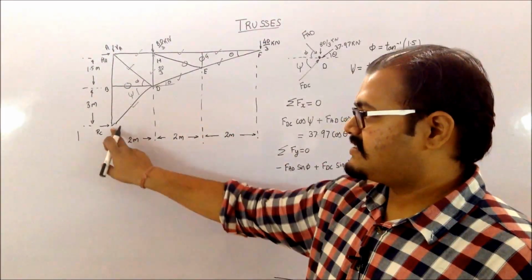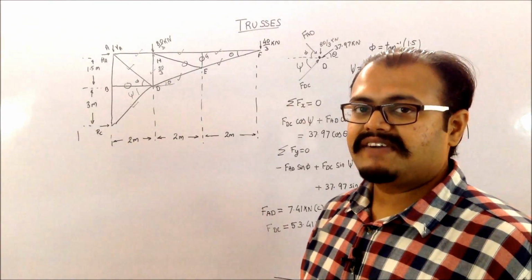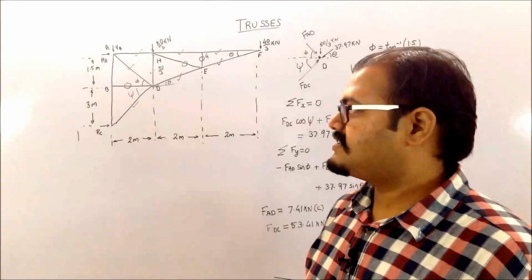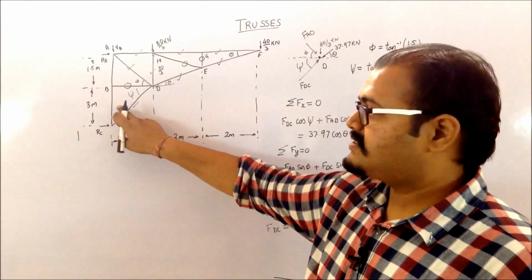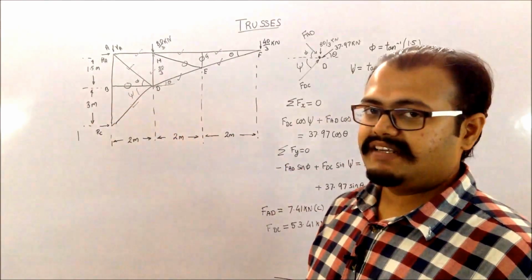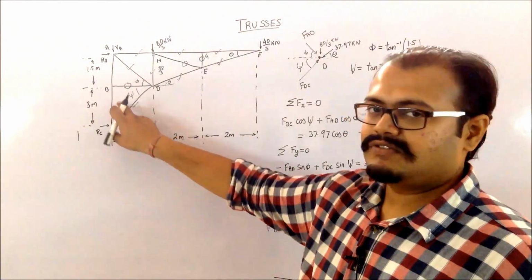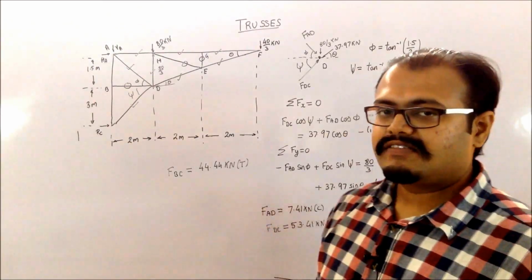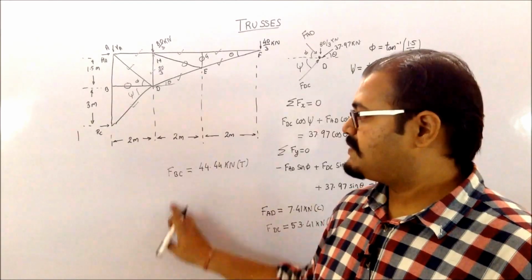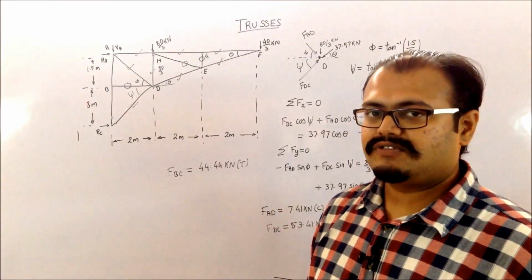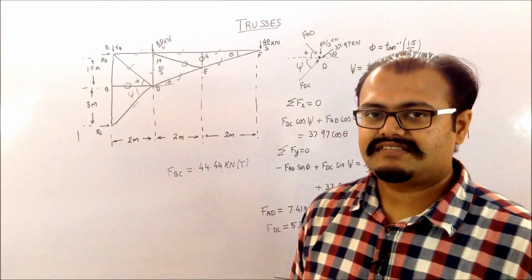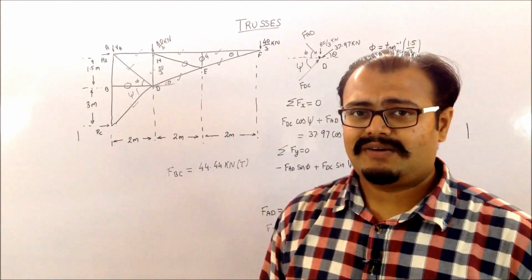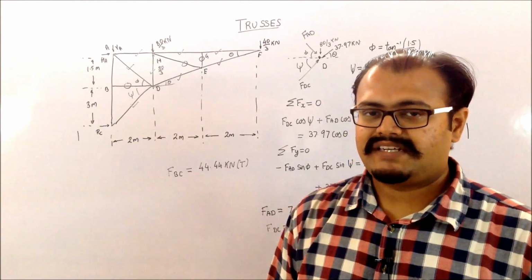For that I can just consider my point C. If I do that analysis, I will get the force in the member BC, and the force in member BC is equal to the force in member AB. Then all the forces will be known to me. If I go for joint C, you will get the value of FBC as 44.44 kilonewtons as tension. You can just do it on your own, it's a self-study for you. So this is how analysis of any truss problem can be done.